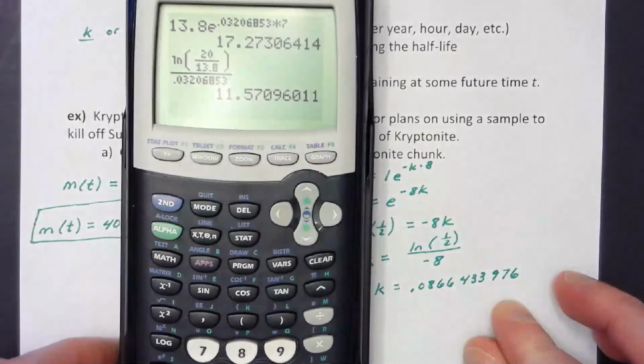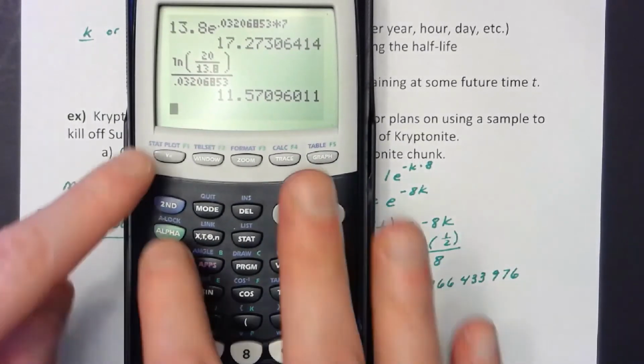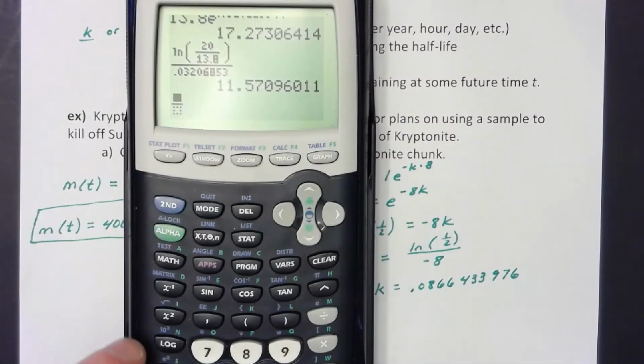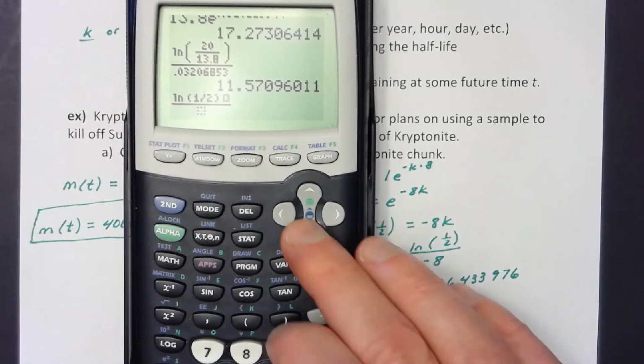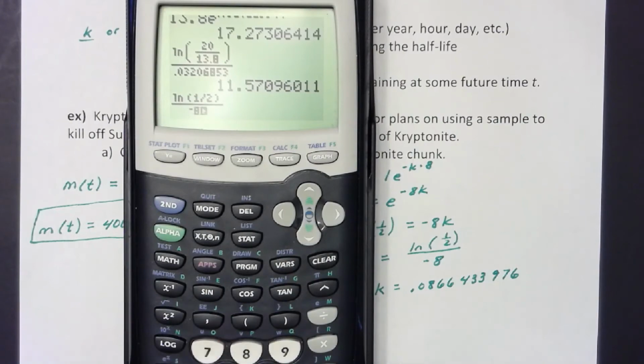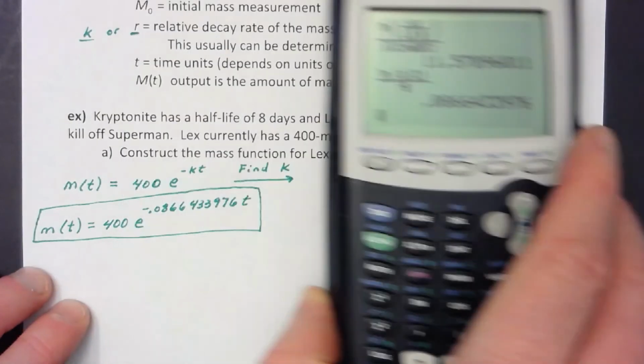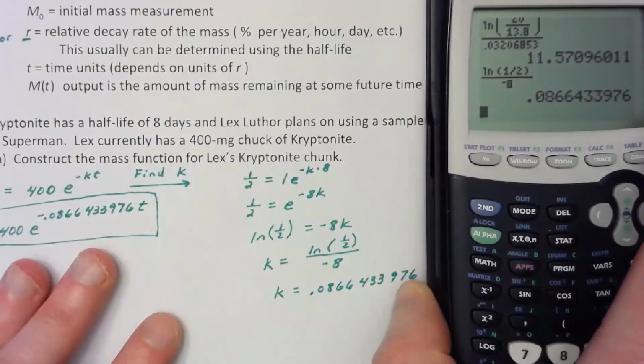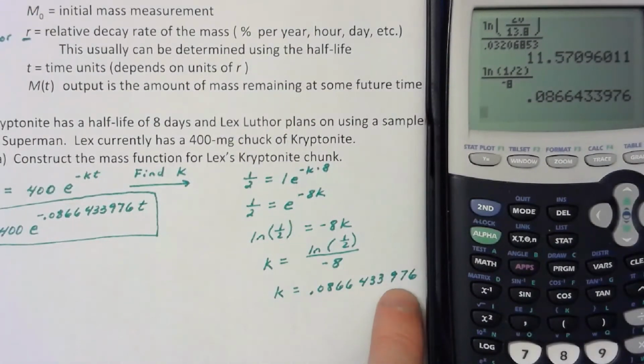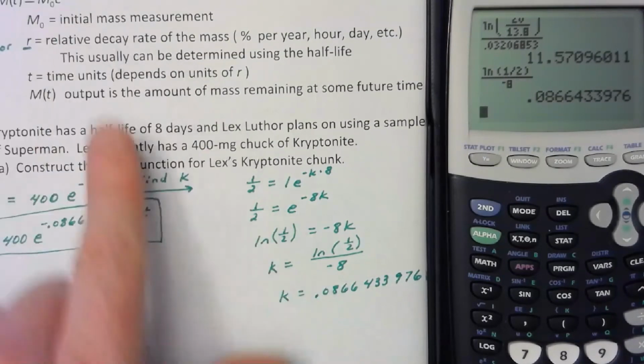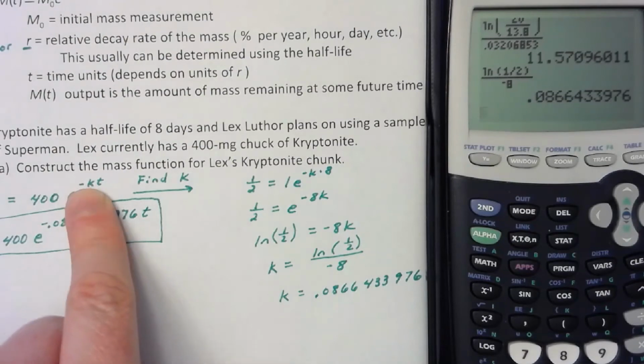Let me show that here on the calculator. I'd say it's going to be the natural log of, I'll just do 1/2 this time. Close that out. I'm dividing that by negative 8. And so notice, guys, I'm getting that 0.0866433976 answer, just like I did earlier. And so now beware, that does not mean that it's growing. This is the k value that you plug back into your formula where you have the negative in front of it.